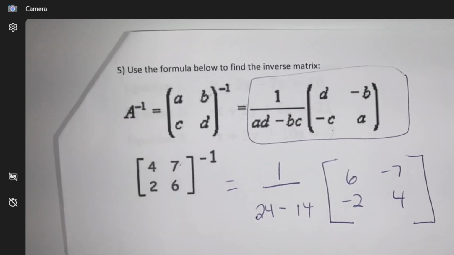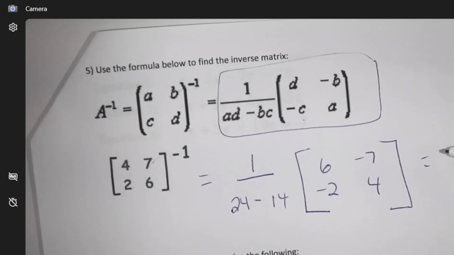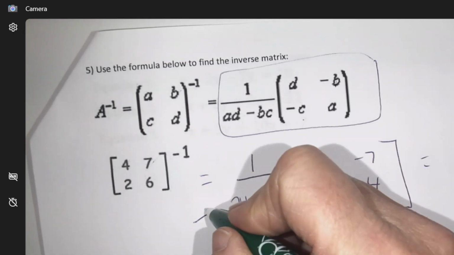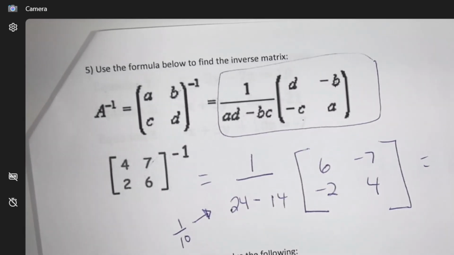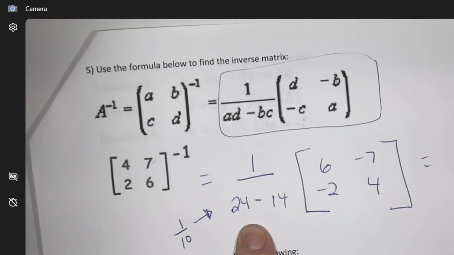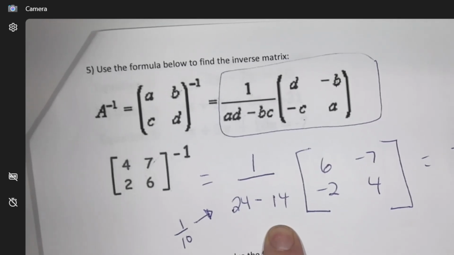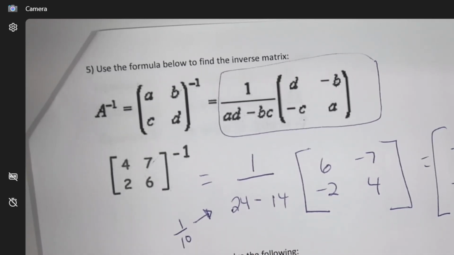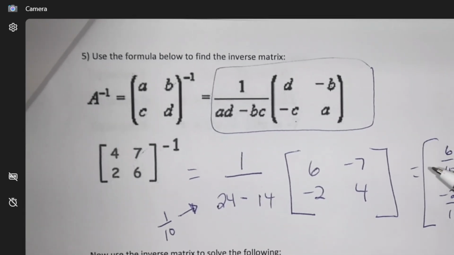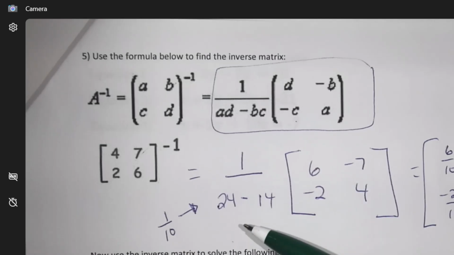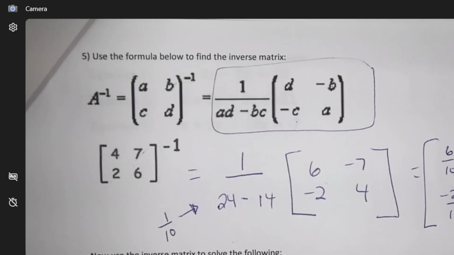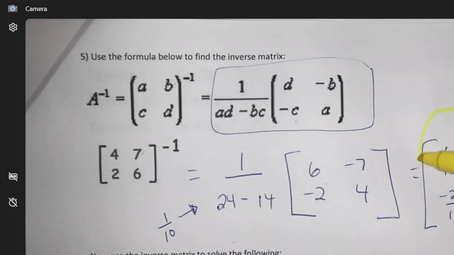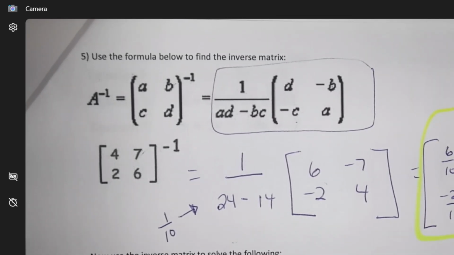Will this formula be in the test? I will give you this formula. Are you seeing 1/10 in the front? This is 1/10, right? So 6/10, negative 7/10, negative 2/10, and 4/10. And I know those reduce, but I don't care. I'm just going to leave them all with 10. So I times that by 1/10. So this is the inverse matrix, okay?